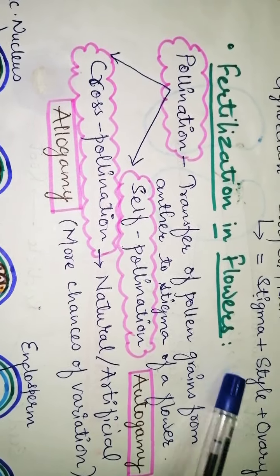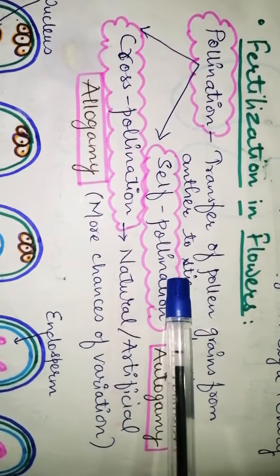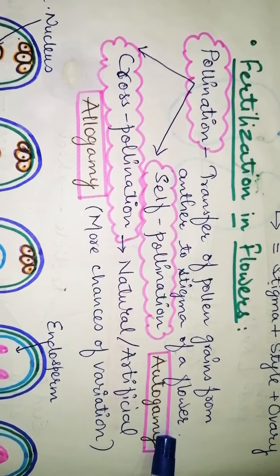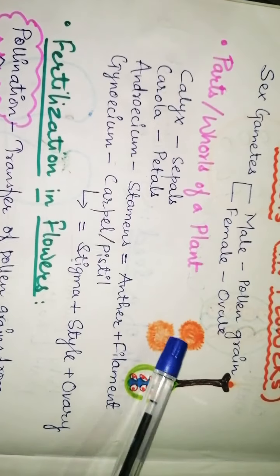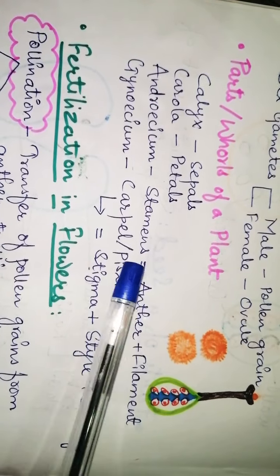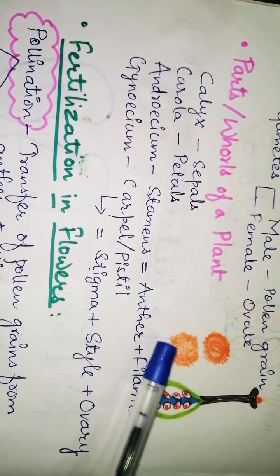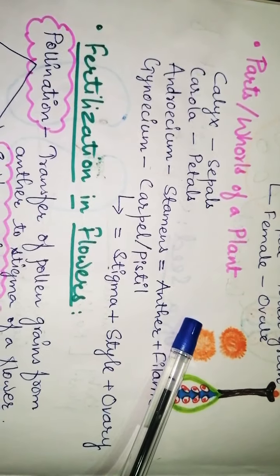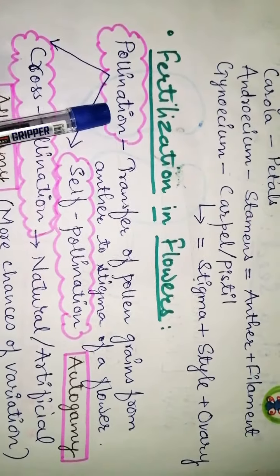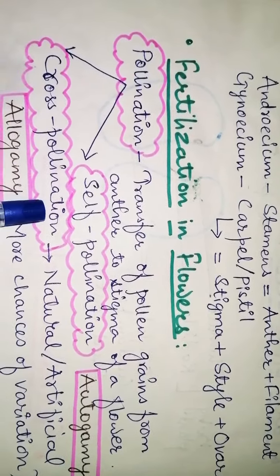The very first step in this process is the pollination. Now pollination is nothing but the transfer of pollen grain from anther to stigma of a flower. When this pollen grain is transferred from the anther, that is the male reproductive part or the stamen, and passed on to the stigma of a flower, then it is known as pollination. Now there are two types of pollination, namely self-pollination and cross-pollination.